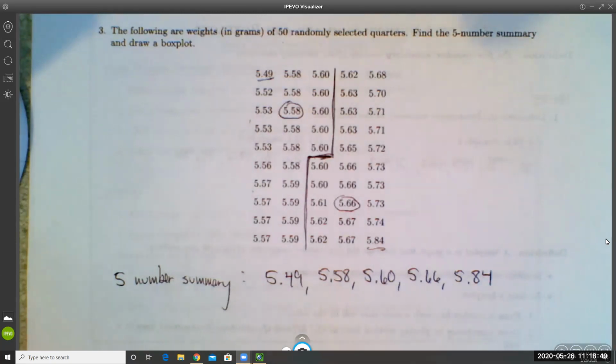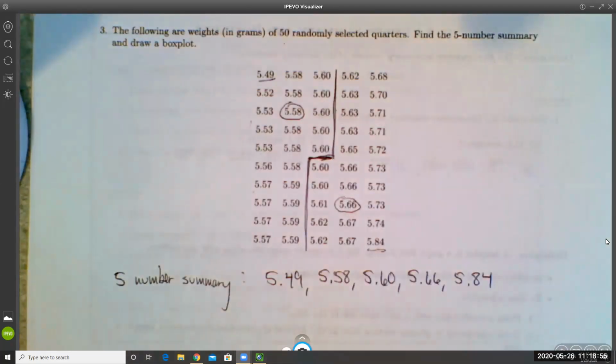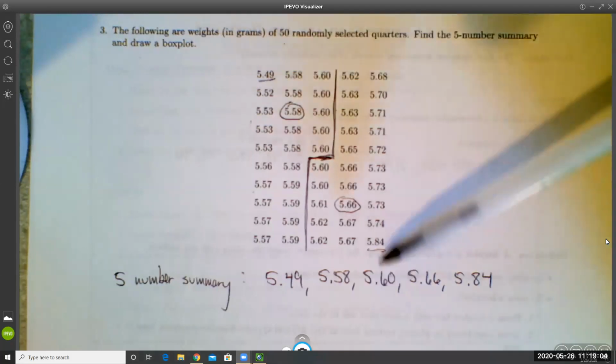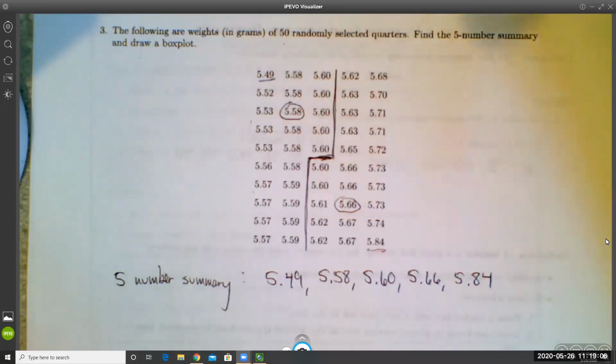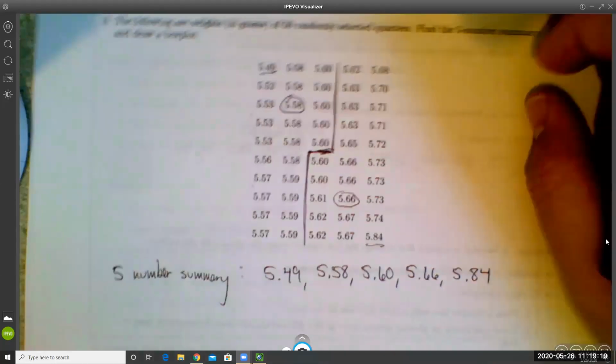Now, we need to draw a box plot of this data as well. We were asked to draw a box plot. In order to draw a box plot, we need to know if we have any outliers in the data. It certainly seems like 5.49 could be an outlier, maybe 5.84 is an outlier, right? So we need to figure out if in fact those are outliers, because if they are, then that'll affect the way that we draw the box plot. So let's go ahead and figure out if we have any outliers.